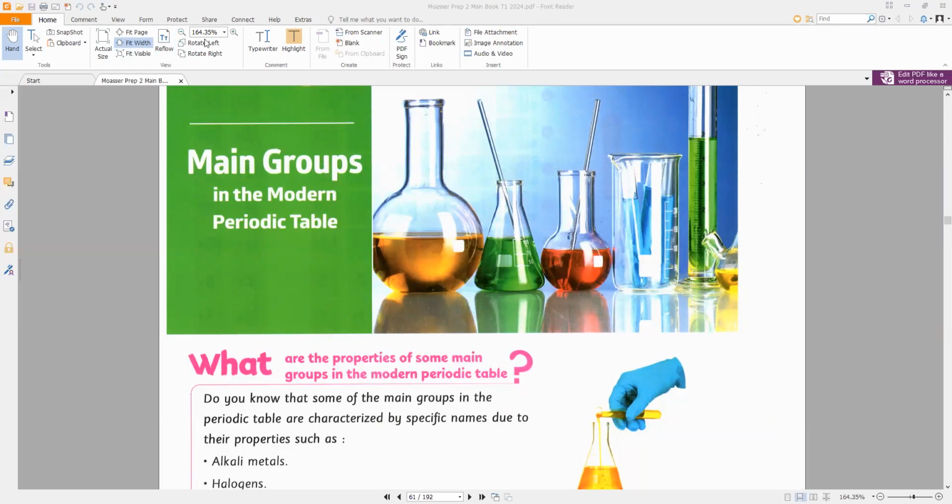Good morning. Today we will start with lesson 3 in unit 1. It's about the main groups in the modern periodic table. We study the modern periodic table and we know that it consists of periods and groups. But today we will study the main groups in the modern periodic table. They are three and we will talk about their properties.